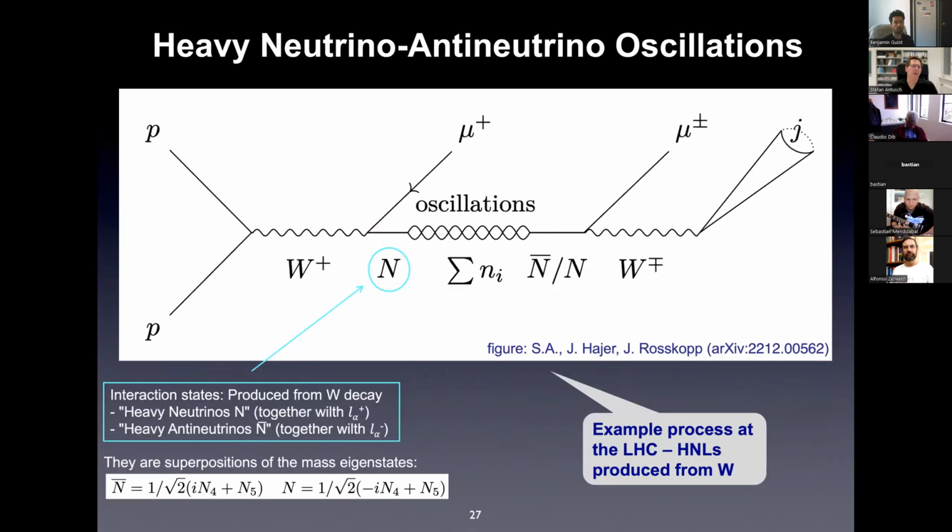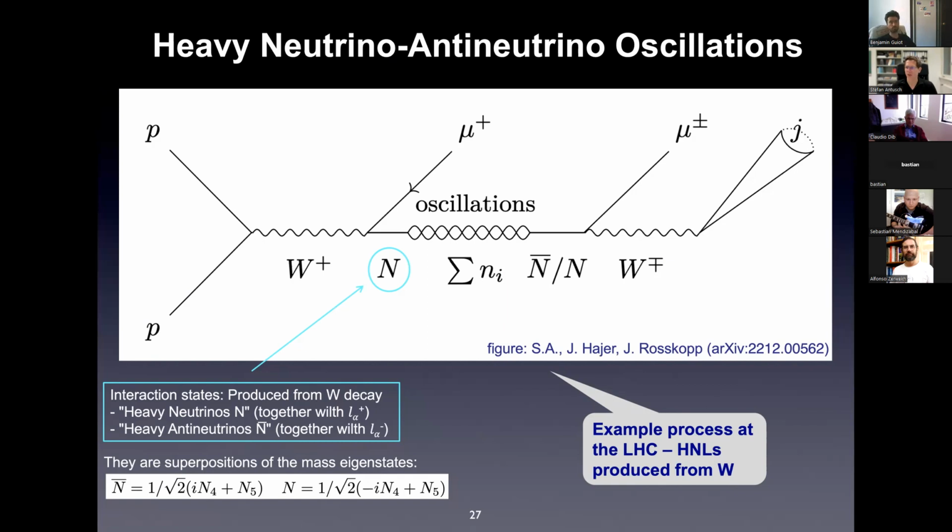Let us consider this process at the LHC, or in general at proton-proton colliders, where you produce out of 2 quarks a W, and then this W, as I already discussed, can decay into heavy neutral leptons and charged leptons, proportional to the active-sterile mixing angle theta alpha. About the names that I'm going to use: I will call this a heavy neutrino N when it's produced together with an antilepton, and I will call this a heavy antineutrino N bar when it's produced together with a lepton.